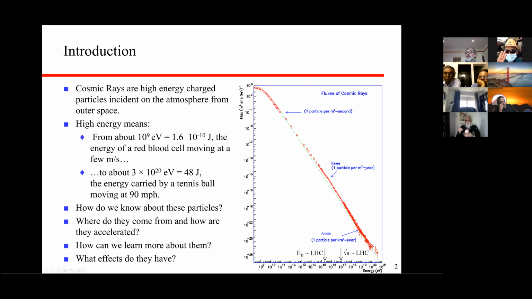Okay, so the next thing that I want to show you is how we know about these particles, and what we believe could be the possible mechanisms that have allowed them to be accelerated to such enormous energies.